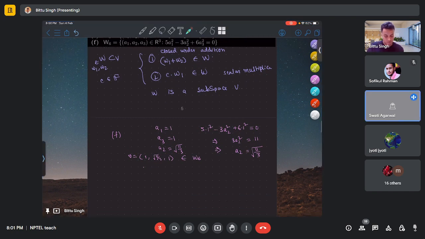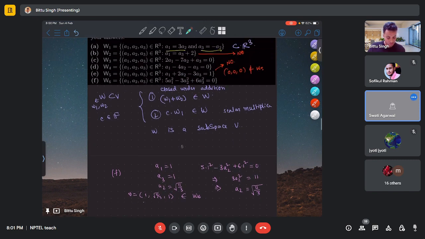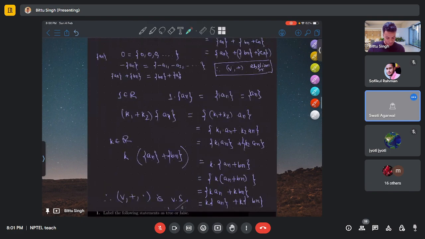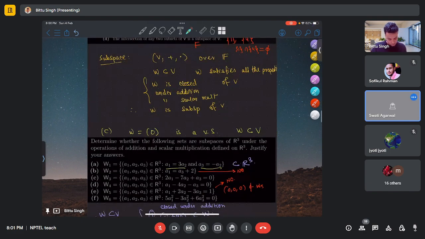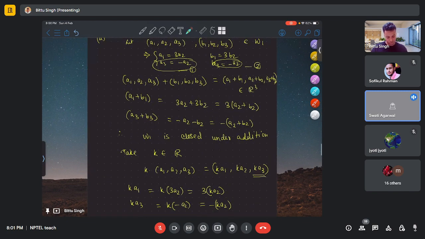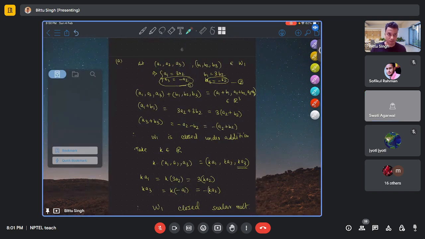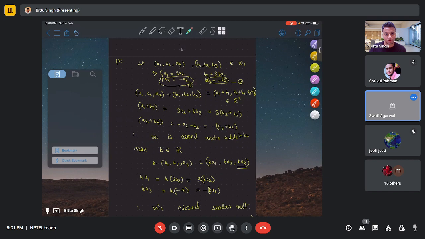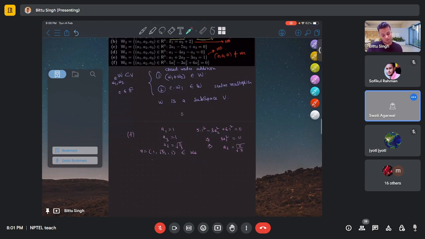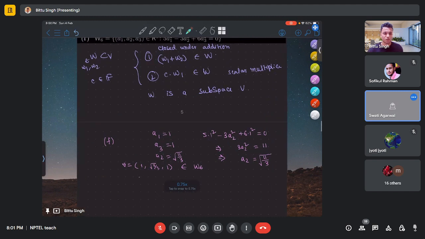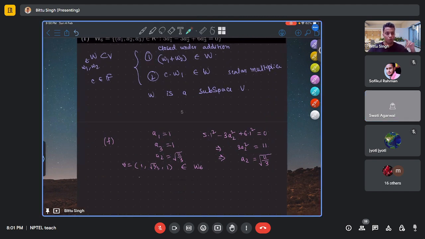Sir, like in the last one, you took another point (b1, b2, b3). The same thing we can do here also, no? We took 2 points, (a1, a2, a3) and then (b1, b2, b3), and evaluate it. Squares will not be closed under addition. What you are saying is true, but we need to give an example for which it is not working.